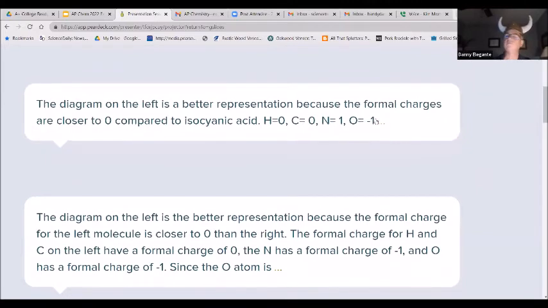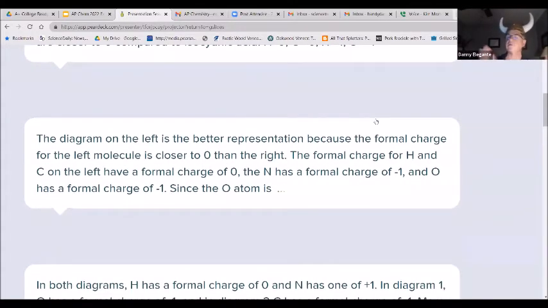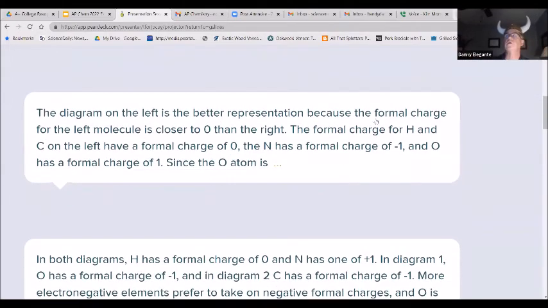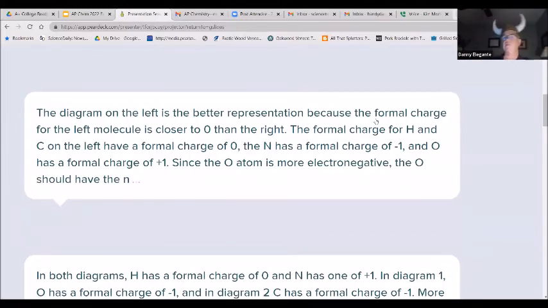All right, so some of y'all are getting -1s for things, and I know I told you the goal is for everybody to be 0. So what do you do when everybody can't be 0? The goal is whoever is the most electronegative should get the negative formal charge. So if you've tried and tried and tried and you can't get everybody to be 0, at least if somebody has to be negative, make sure it's the element that's the most electronegative. And remember, electronegativity goes up and to the right on the periodic table.